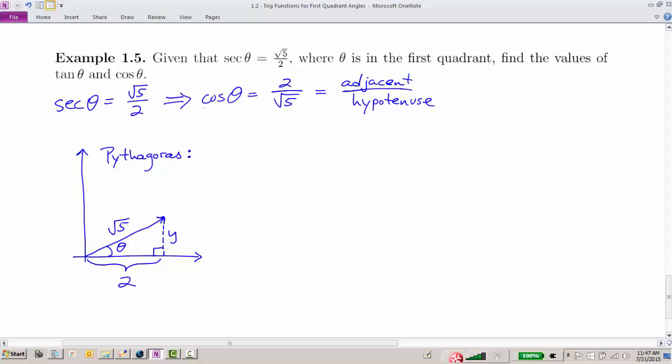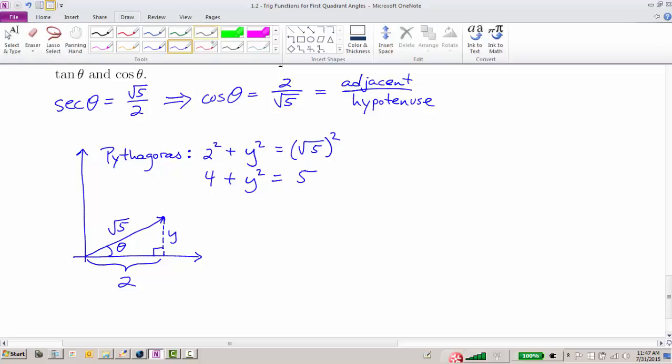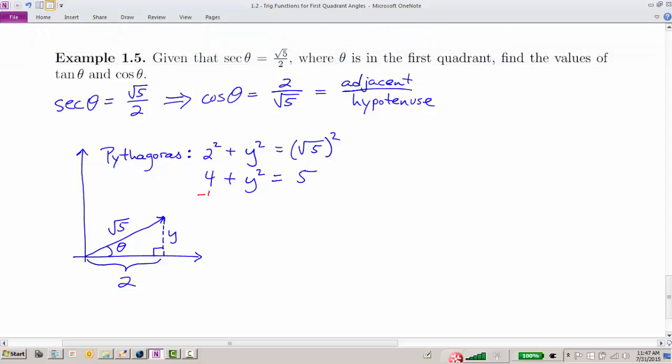So Pythagoras tells us that 2 squared plus y squared is equal to root 5 squared. And so doing a little bit of arithmetic, we get 4 plus y squared is equal to, if we square the square root of 5, we get 5. And just a little bit of algebra here to help us solve. We need to subtract 4 from both sides to get that y squared by itself.